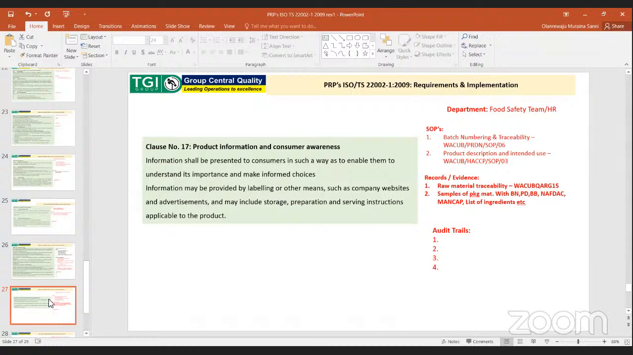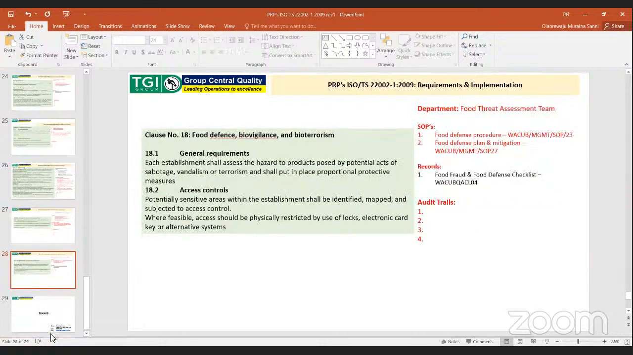Yes, we have been able to identify procedures relating to that. We have the batch numbering and traceability. We also have product description and intended use, which is CCP SOP 03. Then, as evidence and records, we have raw material traceability. Then we have samples of packaging material, carrying the production date, best before date, batch number, NAFDAC number, list of ingredients, and the rest.